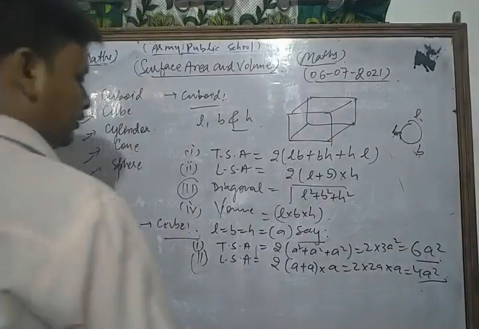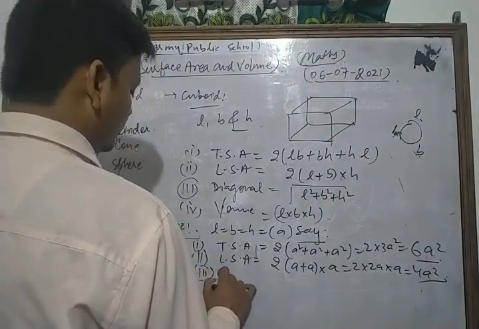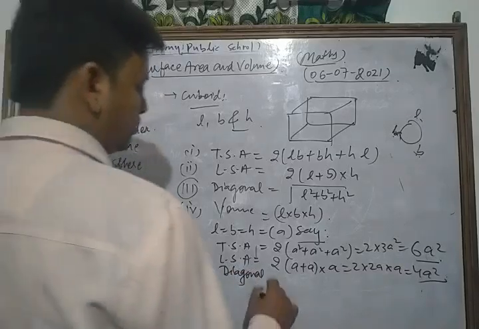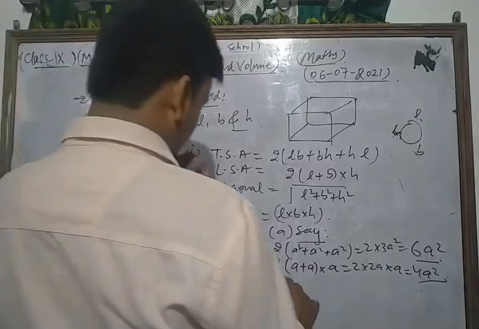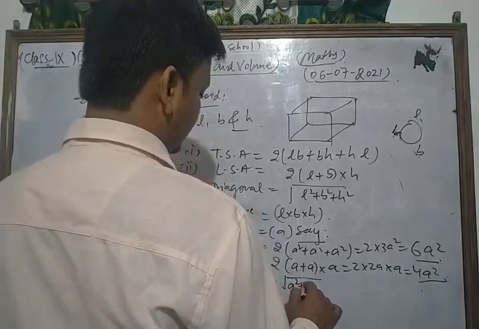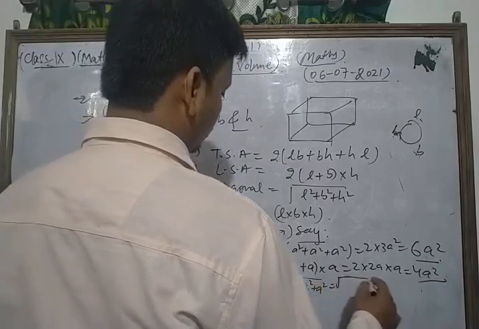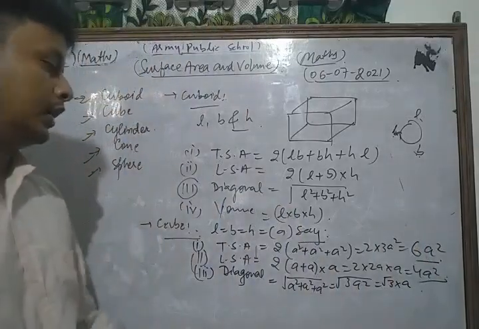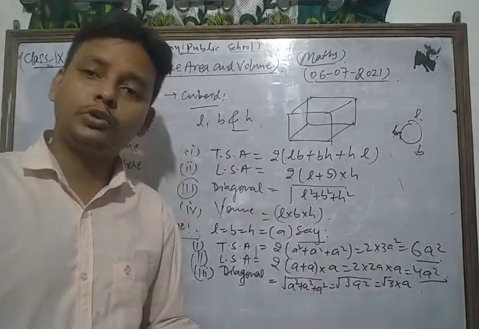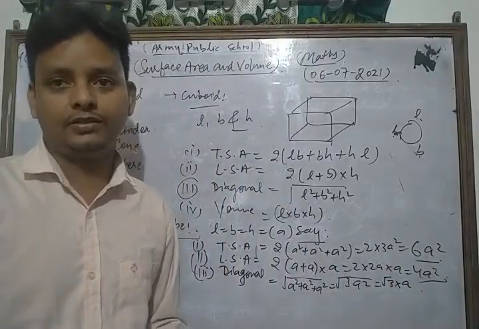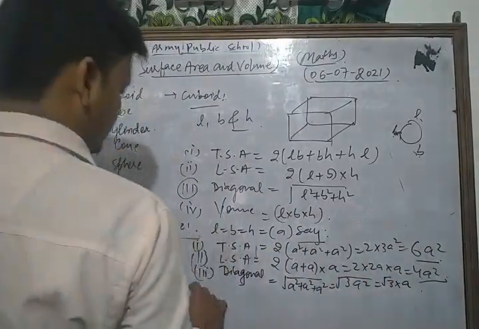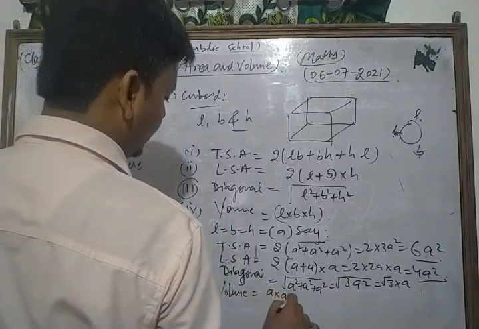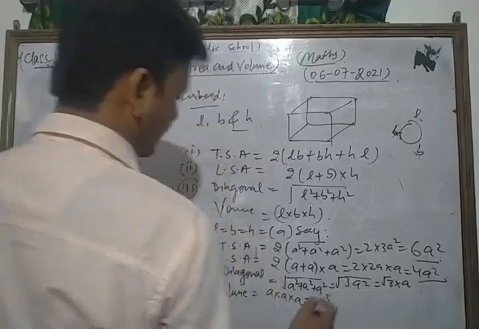Third one is the diagonal. Dear student, the diagonal of a cube is under root of length a, breadth a, height also a. So under root we have 3a square, and taking a common out of the root, the diagonal of the cube is under root 3 into the side, that is, the edge. Last is the volume. The formula for the volume of a cube is a into a into a, that is a cube.